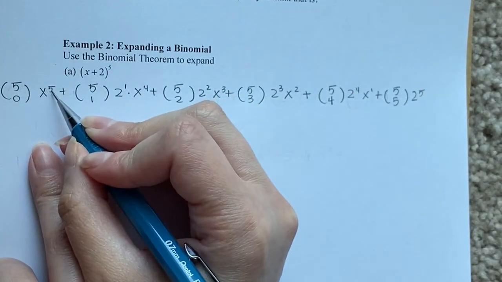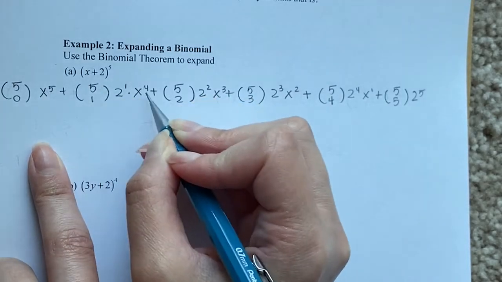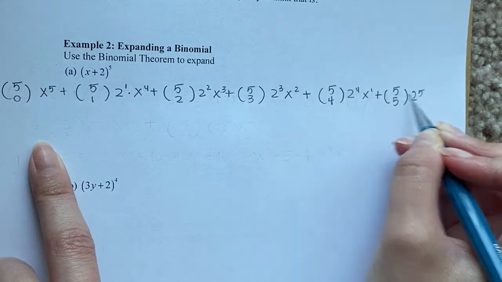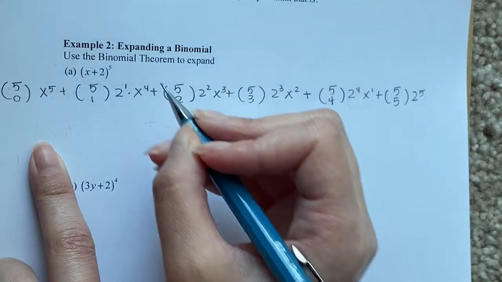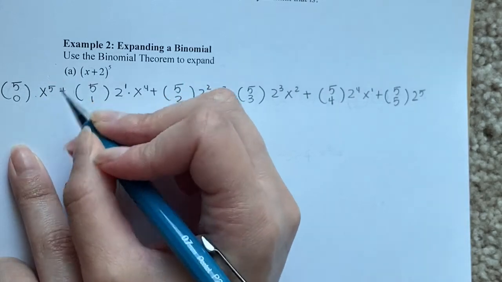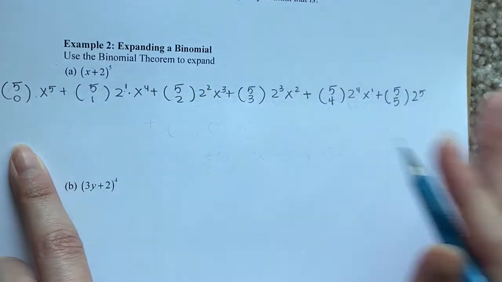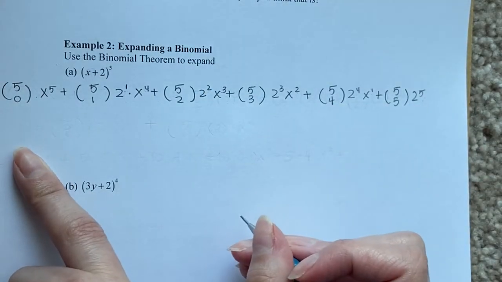So what do you notice? Certain patterns. The x's, or the first term, has exponents 5, 4, 3, 2, 1, 0. On the other hand, the second term starts with nothing, exponent 0, then 1, 2, 3, 4, 5. So it's pretty easy to see the pattern if you are organized.